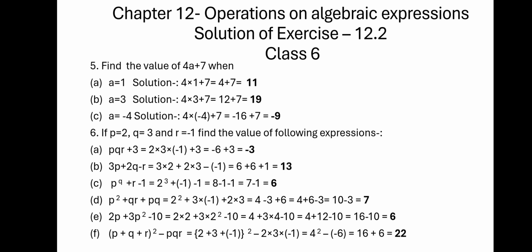Now F question. P plus Q plus R square minus PQR, that is 2 plus 3 plus negative 1, that is 2 plus 3 minus 1 the whole square, minus 2 into 3 into negative 1. Now 2 plus 3 is 5. 5 minus 1 is 4. 4 square is 16. And 2 into 3 into negative 1, that is negative 6, that will become positive 6. And that answer is 16 plus 6, that is 22.